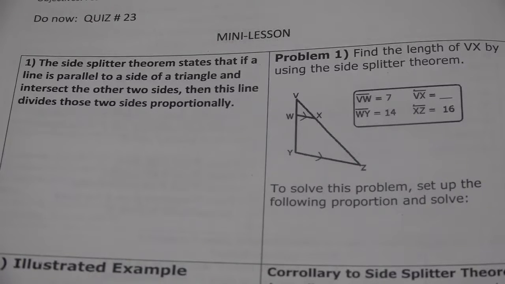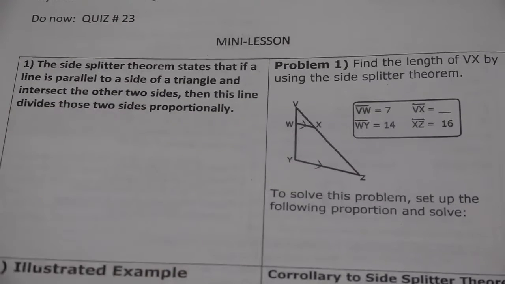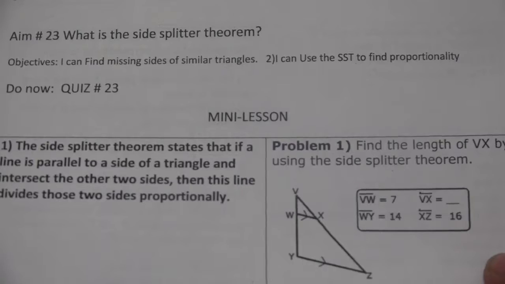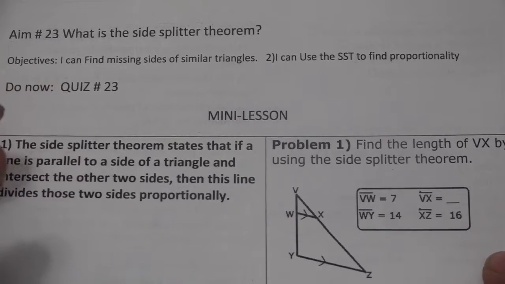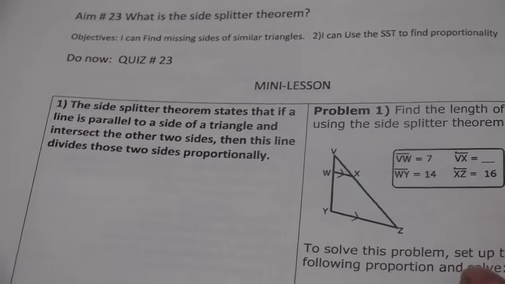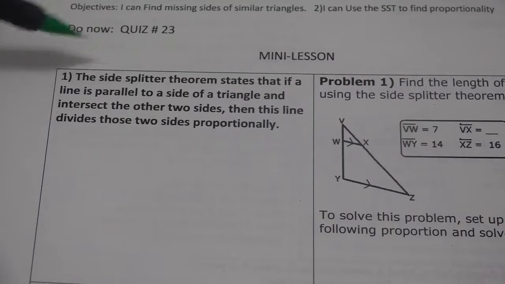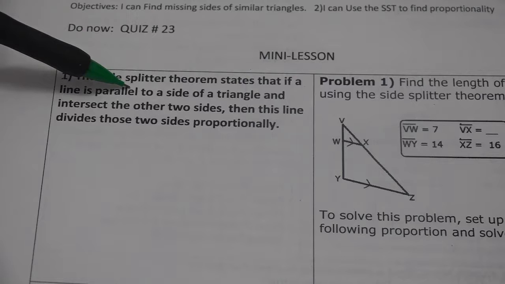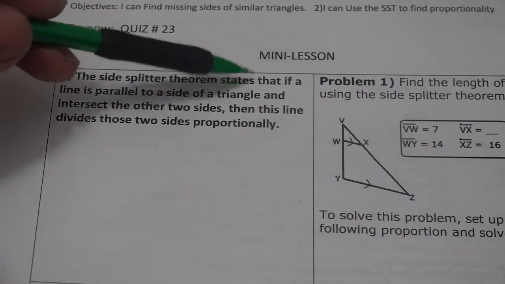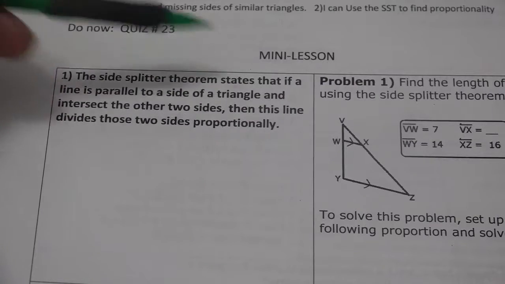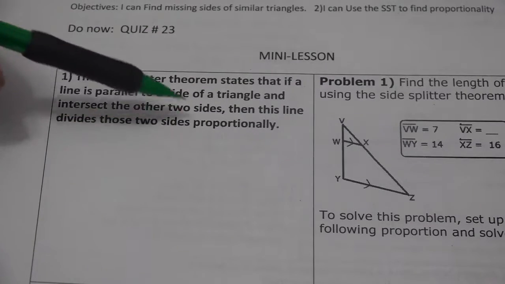Another lesson, another day. All right, so today we are going to be dealing with the side splitter theorem. I call it the SST theorem, or the SST, whatever. So what does it say? It says that if a line is parallel to a side of a triangle and intersects the two other sides, then this line divides those two sides proportionally.